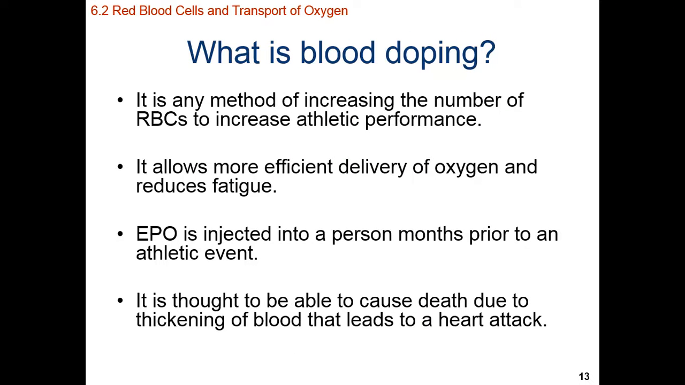Blood doping is any method we have that increases the number of red blood cells in the blood for the purposes of increasing athletic performance. Generally speaking, blood doping is going to cause a more efficient delivery of oxygen and will make it so we have less fatigue in our skeletal muscle tissues. If a person or athlete is blood doping with EPO, that EPO can be injected into the person several months prior to the athletic event, causing their blood concentrations to go up. However, this is not necessarily a good thing for us.